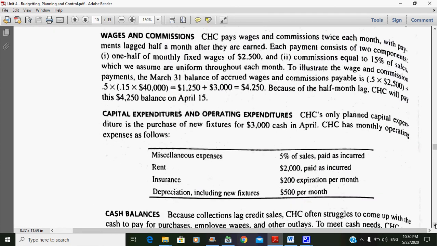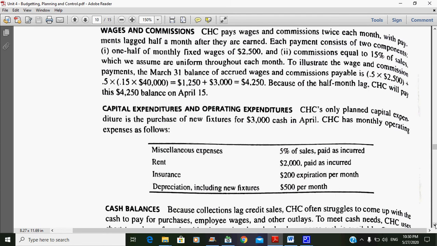Let's go now. Capital expenditures and operating expenditures. CHC's only planned capital expenditure is the purchase of new fixtures for $3,000 cash in April. CHC's monthly operating expenses are as follows: 5% of sales, miscellaneous expenses paid as incurred, rent $2,000 paid as incurred, insurance $200 expiration per month, depreciation including new fixtures $500 per month.